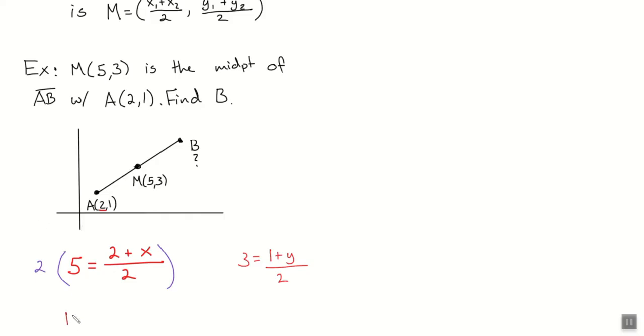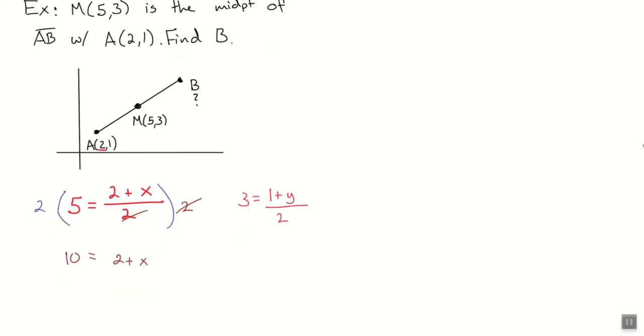Equals, when I do the 2 on this side, anything special happen? What happens when I multiply by 2 and divide by 2? Cancel. I'll take it. What remains on the right side of this equation then? 2 plus, not plus 2x, because they're getting divided. Okay, I'm 1 step away.